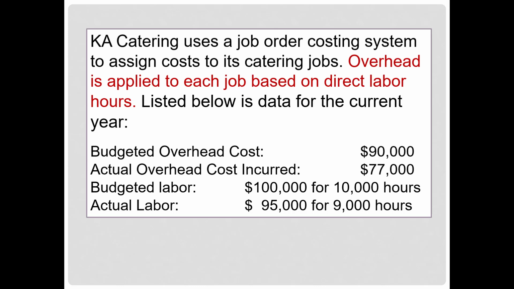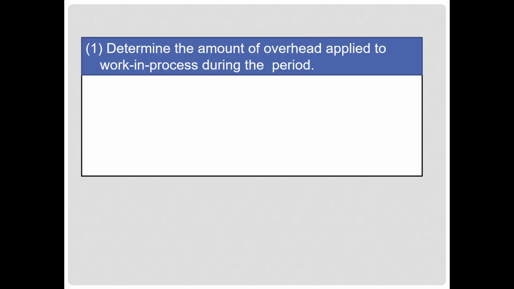Budgeted overhead cost, $90,000. Actual overhead cost incurred, $77,000. Budgeted labor, $100,000 for 10,000 hours. Actual labor, $95,000 for 9,000 hours. Determine the amount of overhead applied to work in process during the period.